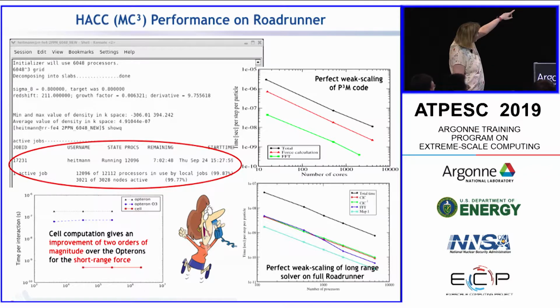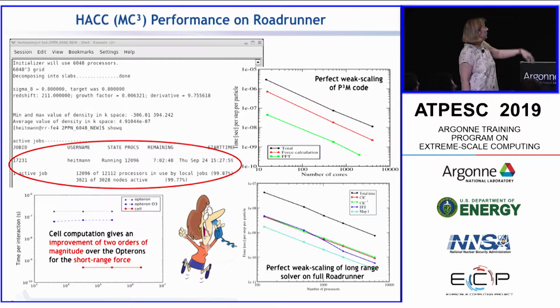What you see also here in this little box on the left is that actually the Opterons helped us to improve the performance of the short-range solver by 2 orders of magnitude. So a lot of speed up. So we could have never done on just the Opteron level what we could do on the full machine.